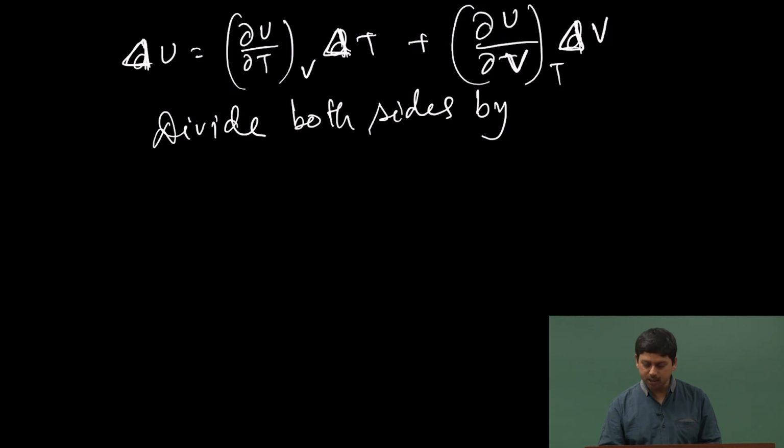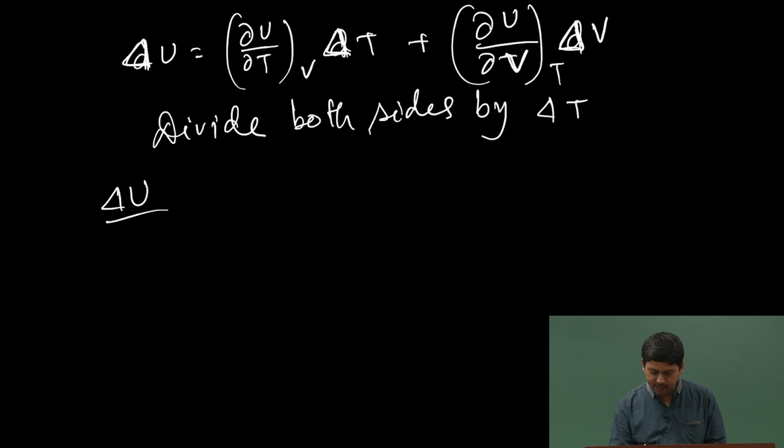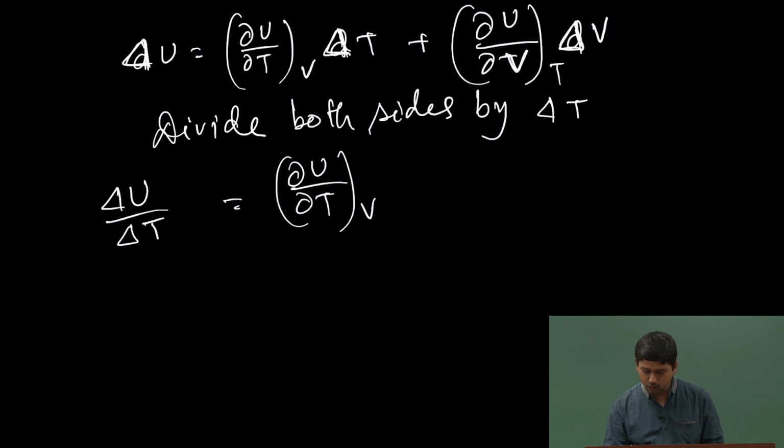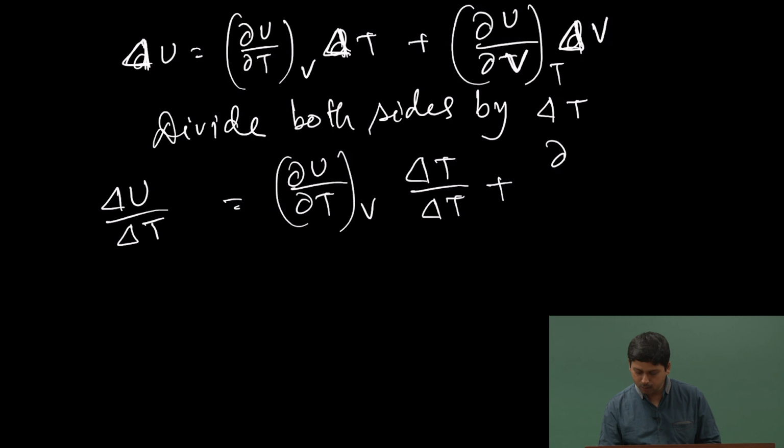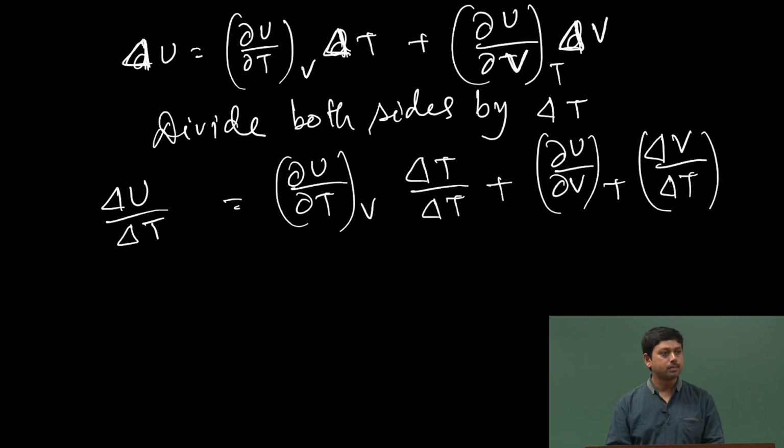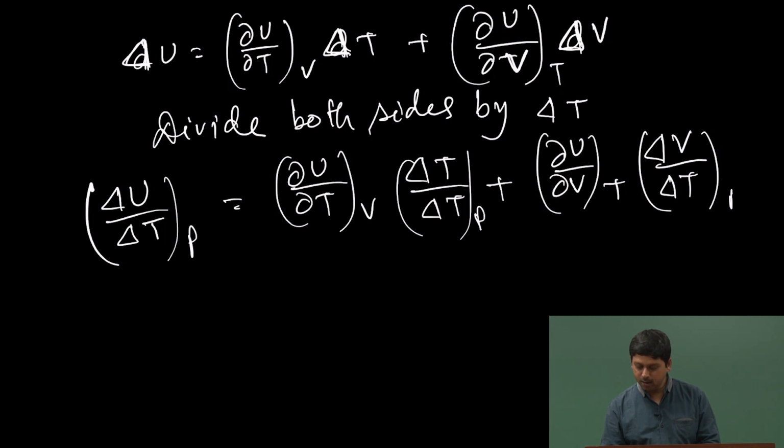First principle, divide both sides by del t. What are you going to get? Del u by del t, but at a constant pressure. Since I am dividing, this quantity is not going to change: del t by del t, plus del v by del t. But the change is such that I am doing that at a constant pressure.